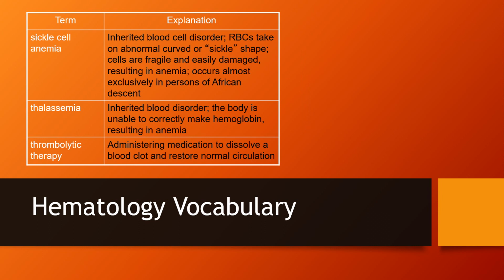Thalassemia is an inherited blood disorder. The body is unable to correctly make hemoglobin, and that results in anemia. Thrombolytic therapy is administering medication to dissolve a blood clot and restore normal circulation.